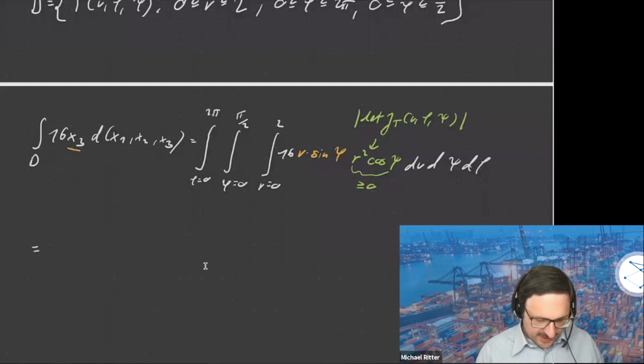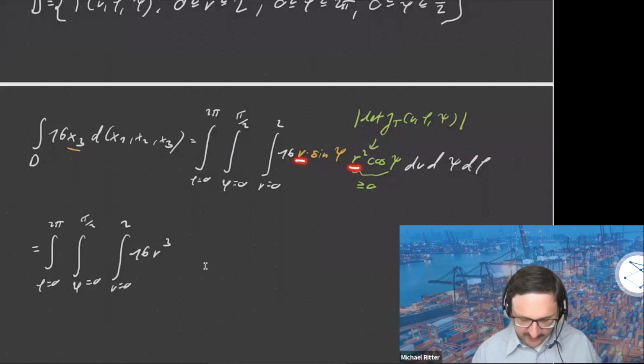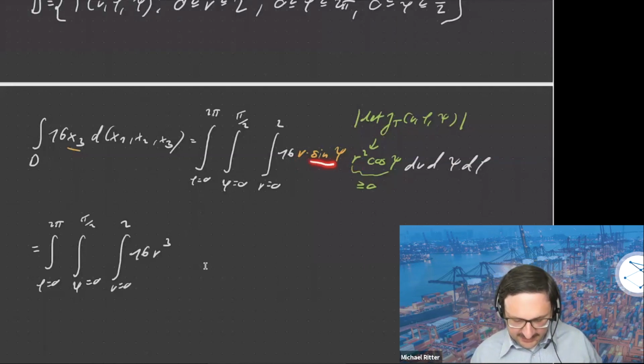So what do we have? We have the integral over phi, over psi from 0 to pi over 2, over r. So let's first collect a little. We have 16 r to the third, right? There's one r here and r squared here. And then we have sine psi cosine of psi.